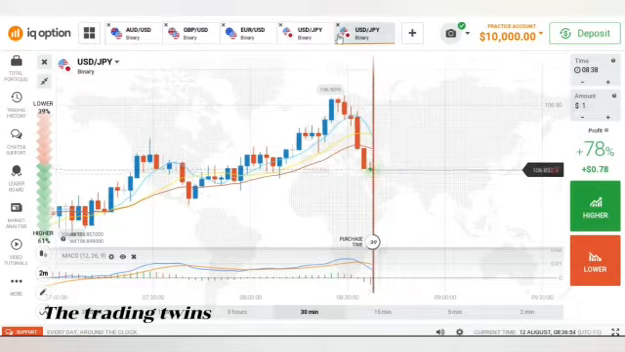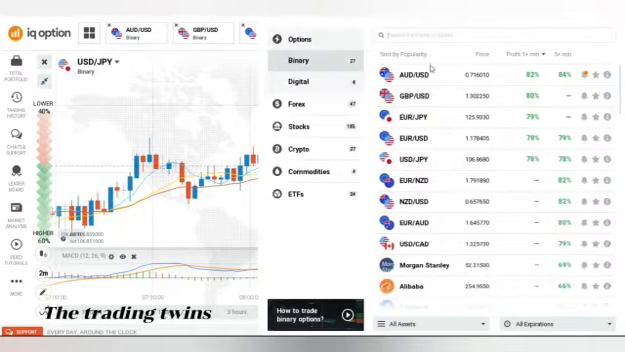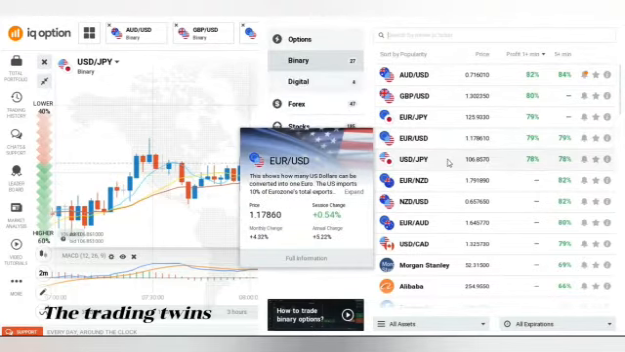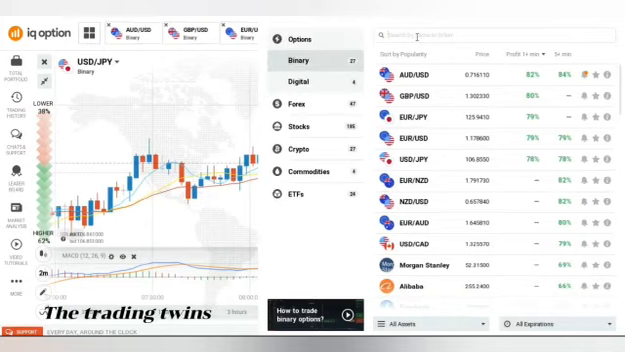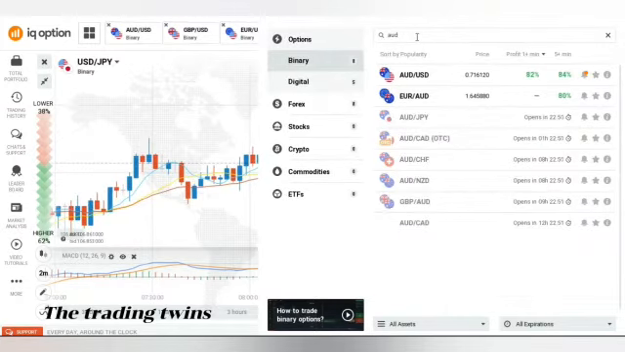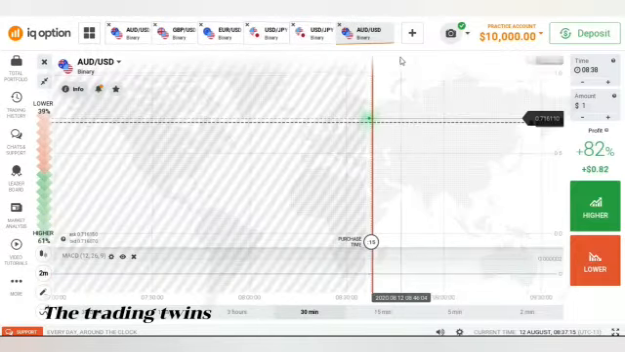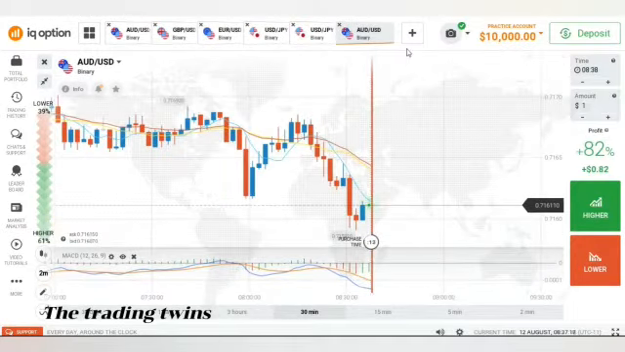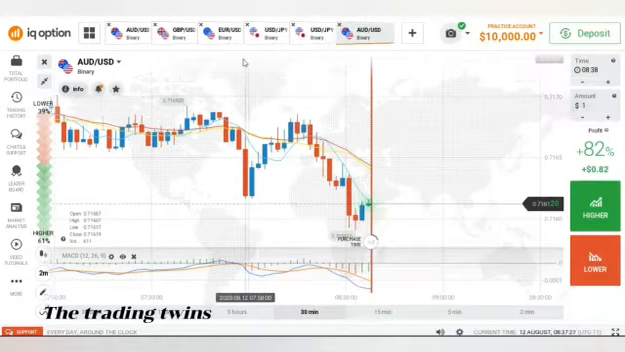So you're wondering how I got all these pairs up here. Well, I clicked this plus button and I chose the pair that I wanted to use. See? I can always search up a pair if I don't see it listed and click it. Okay, so we're trading binary. So when you click on the plus button, you will see options over here. Click binary and move on.